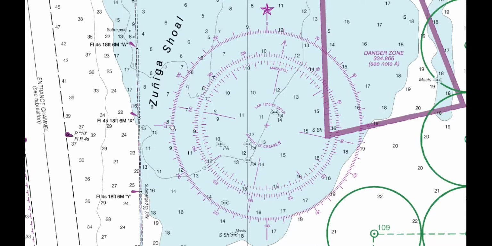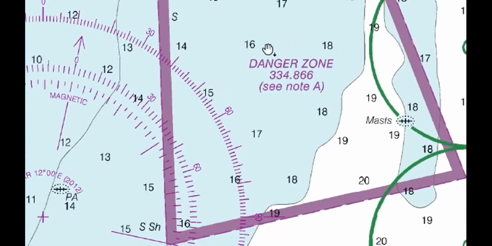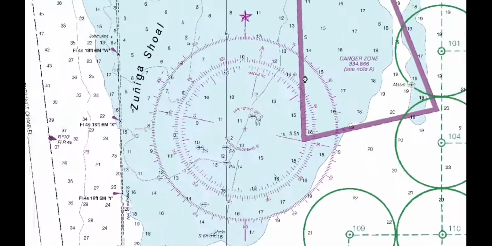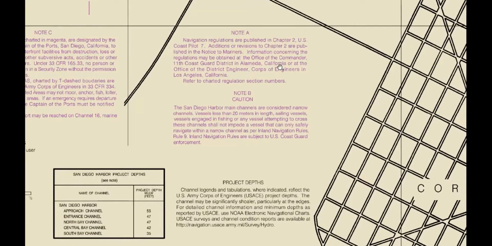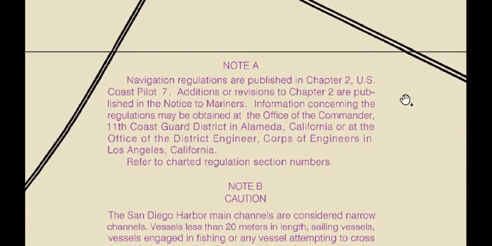Even without going anywhere else, I can also see a note, danger zone, see Note Alpha. I would then zoom out and go find Note Alpha and see what that was telling me. And here we are at Note Alpha. Navigation regulations are published in Chapter 2 of Coast Pilot 7, so that's good. I now know which pub I would need to go to for this harbor.